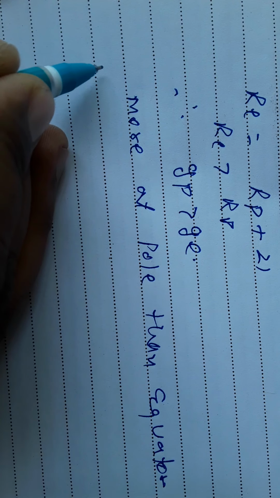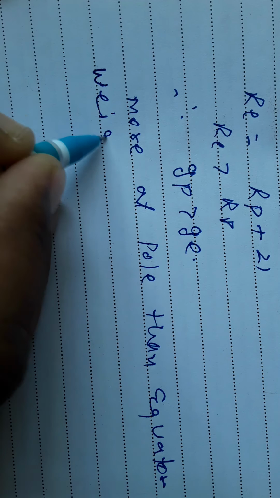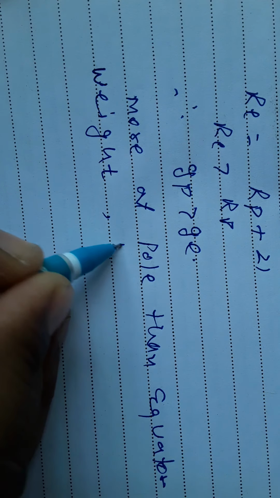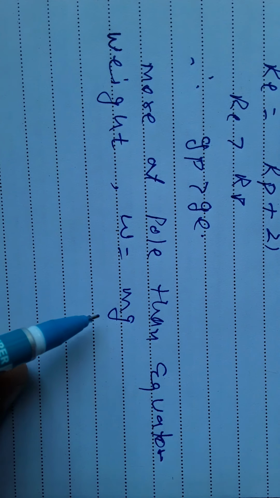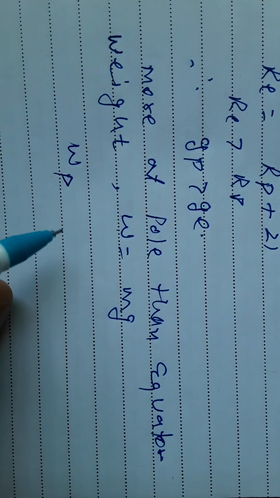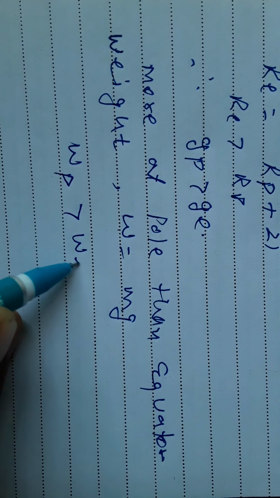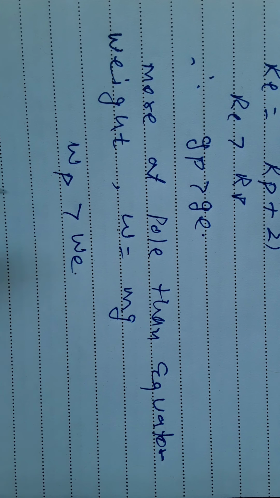Now we know weight of the object W is equal to mg. g is more at the pole, so weight is more at the pole as compared to the equator. So weight at the pole is greater than the weight at the equator.